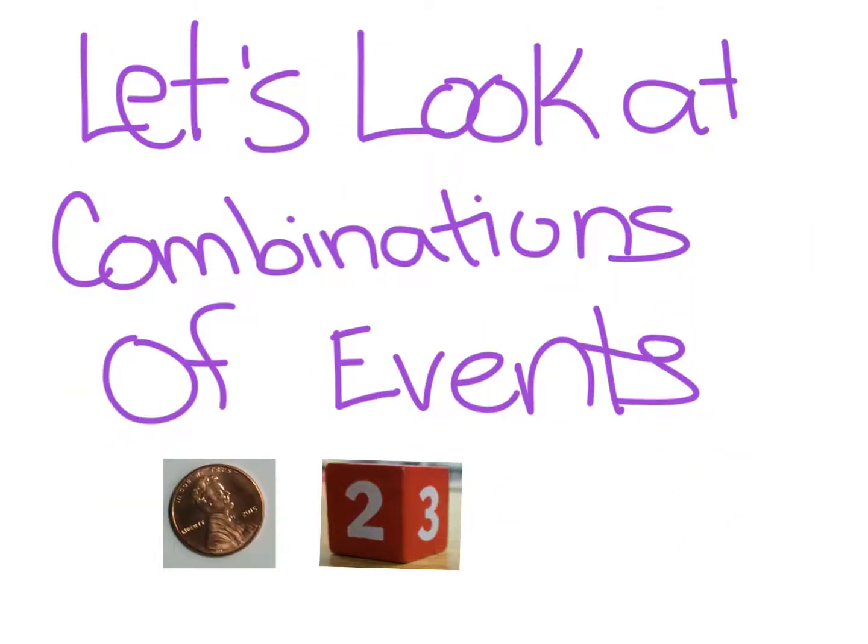All right, let's switch gears. Let's look at combinations of events happening. So now we're talking about two different things happening at the same time. Like if I had this penny and this number cube and I rolled them or threw them at the same time, what's the probability of possibly getting heads and a 2 at the same time?